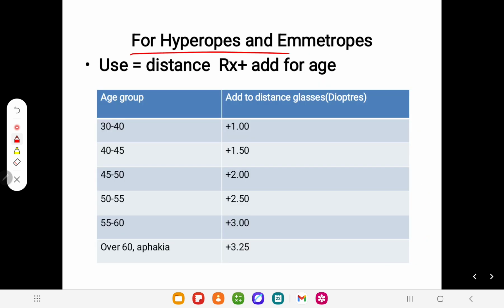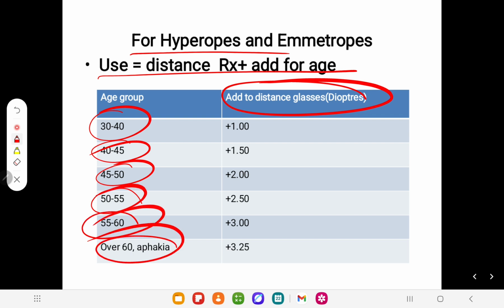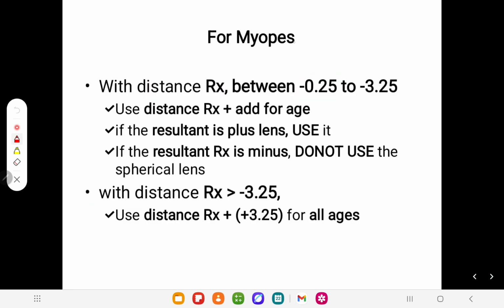For hyperopia and emmetropia, we use the distance Rx for the patients, isn't it? It's very simple, but definitely you have to think about adding power, because you are going to test at 30 centimeters. So it's very important to use a certain guideline power for the patients, okay, because you are testing at near. For myopia, what is the recommendation?